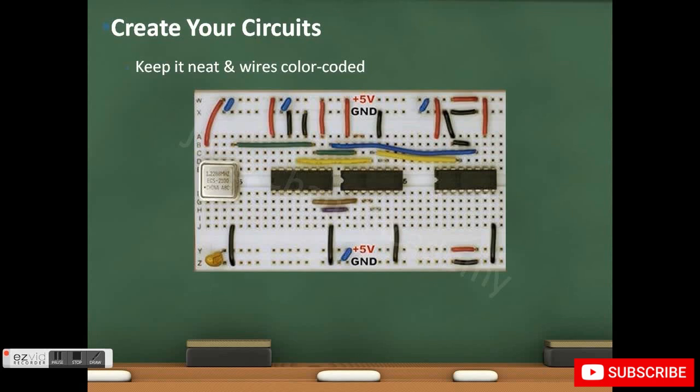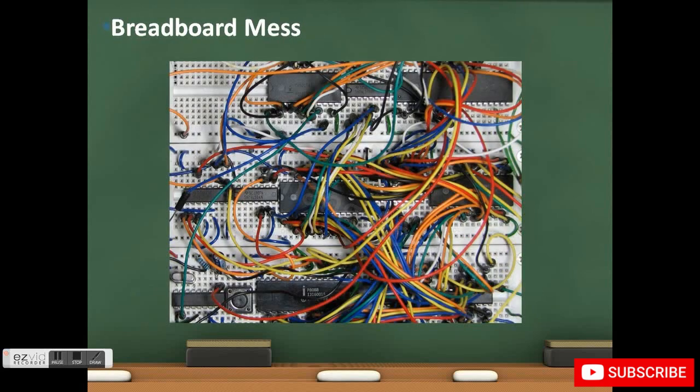The key to using the breadboard is to keep it neat and the wires color coded. Usually we use red wires for the power supply and black and green wires for the ground connection. If you connect your breadboard like this and the output isn't what you expected, it's almost impossible to debug and figure out where the mistake is.